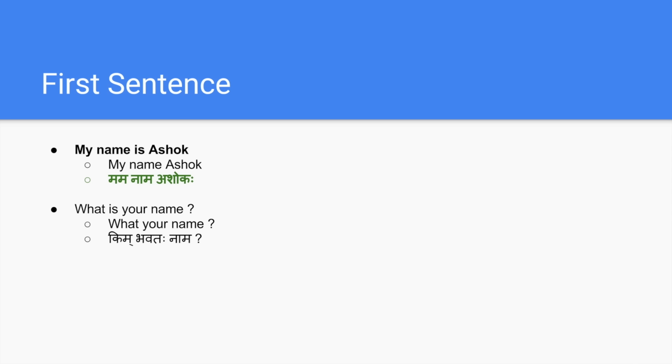Though in Sanskrit you can put words in any order, while speaking there is a particular order in which we speak. So here in this case we use Bhavataha Nama Kim. Generally the question comes at the end. Your name what? So Bhavataha Nama Kim. Your name what? And Mama Nama Ashokaha.